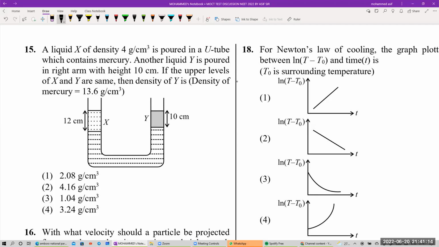तो यहाँ पर का जो वेट होता है ना, that should be completely balanced on this one and it is open to the atmosphere। देखो बेटा यहाँ पर, isn't it? अब X का डेंसिटी कितना है, 4 ग्राम पर cc has been poured in a U-tube which contains the mercury. Another liquid Y है बेटा मेरे पास यहाँ पर, is poured into the right arm at a height of 10 centimeter. If the upper levels of X and Y are same, यानी इन दोनों के upper levels are right now same, then density of the Y will be equal to how much?